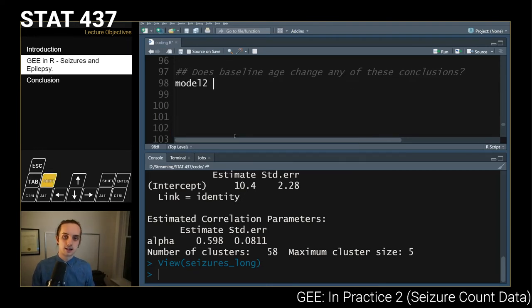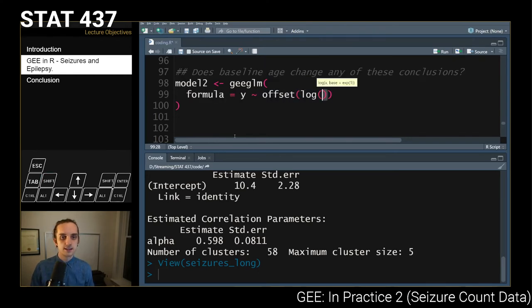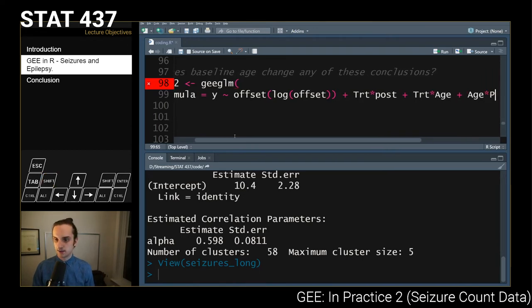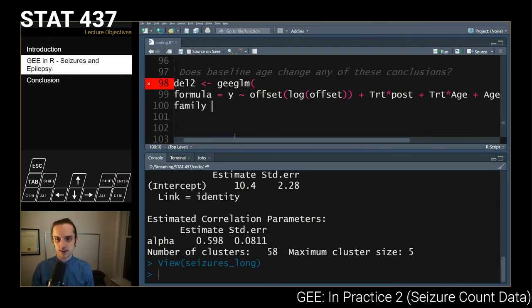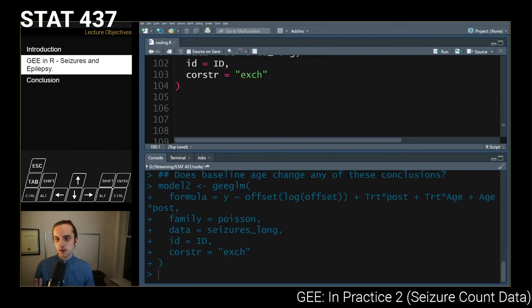So you can think about fitting a second model, model two. Here we're going to specify the formula is y, with the offset being the log of the offset, right? We want treatment cross post, and then we also want the interactions between treatment and age and post. Specify the family to be Poisson. Specify the data to be seizures long. The ID is going to be ID, and the correlation structure will still assume that the first one that we were using is correct, which is the exchangeable, right? And so this model here includes baseline age as a factor, all right? We're actually going to be including a few extra parameters in the model, right?